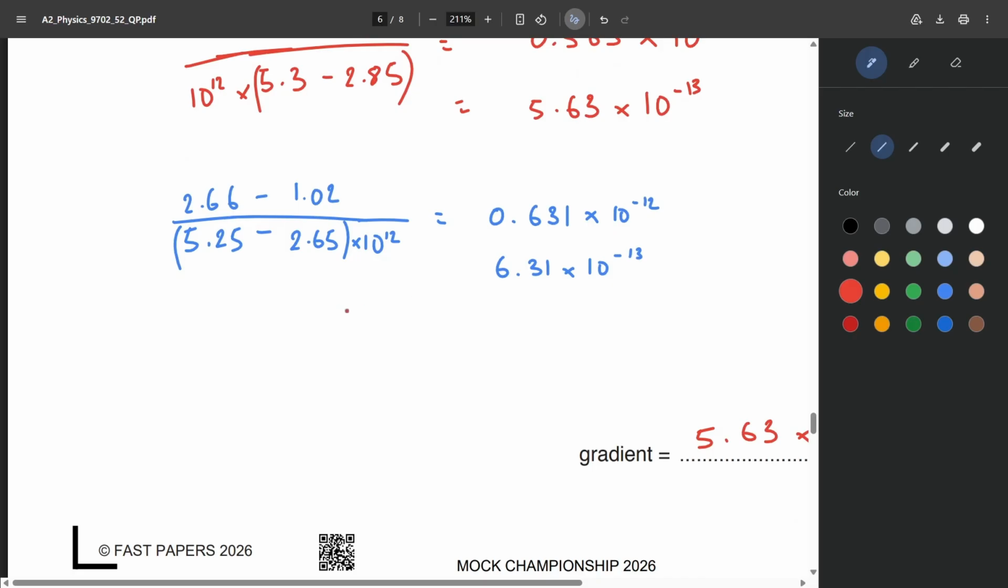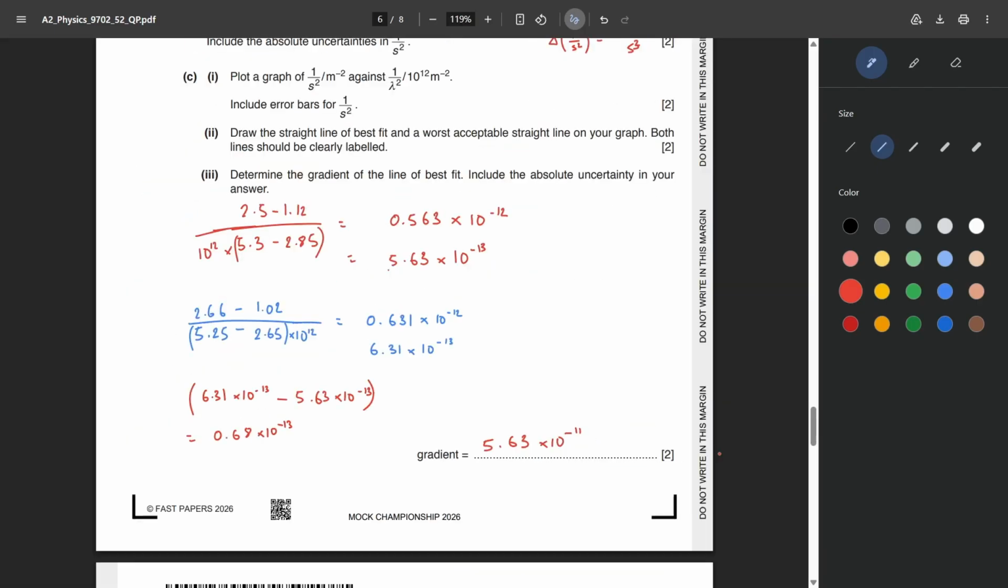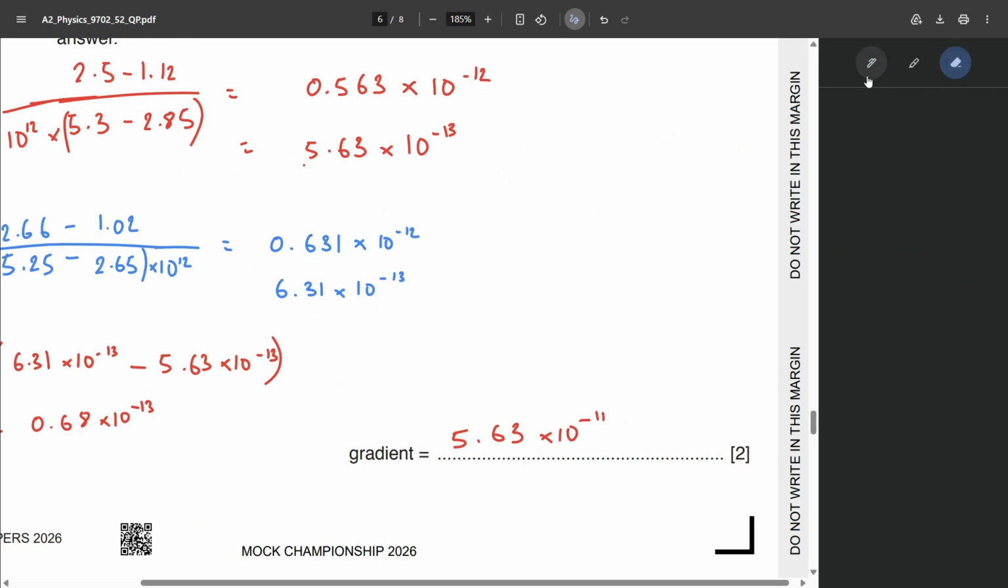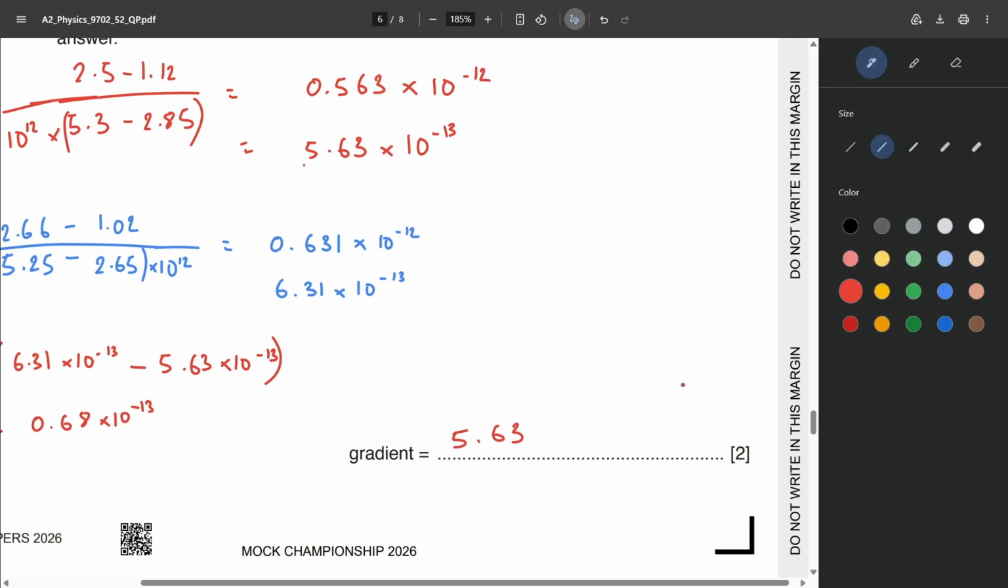To find the uncertainty in the gradient, we need to find the difference between the gradient of the best fit line and the gradient of the worst acceptable line, which is 6.31 times 10 to the power of minus 13 minus 5.63 times 10 to the power of minus 13, which gives us 0.68 times 10 to the power of minus 13. So the uncertainty here can be written as 5.63 plus minus 0.68 times 10 to the power of minus 13.